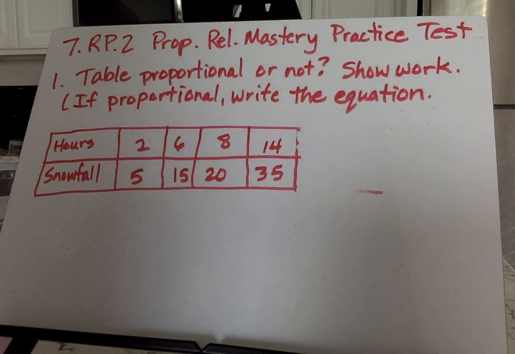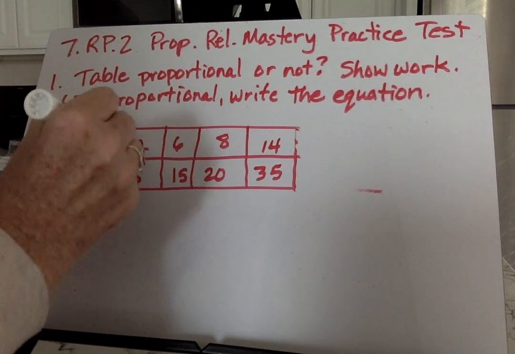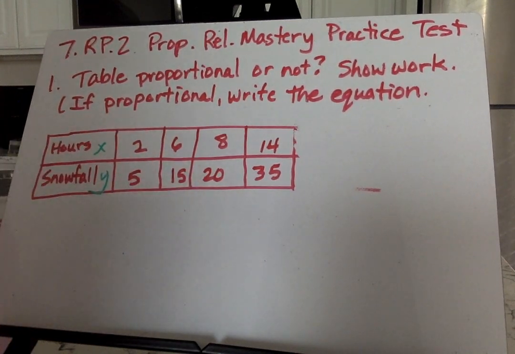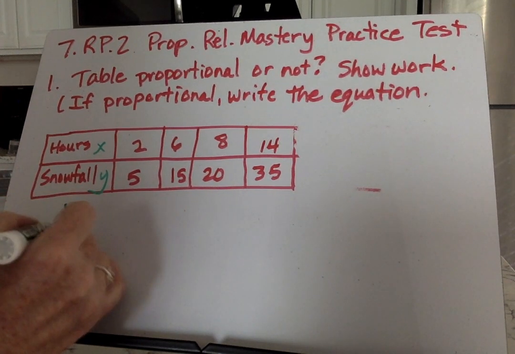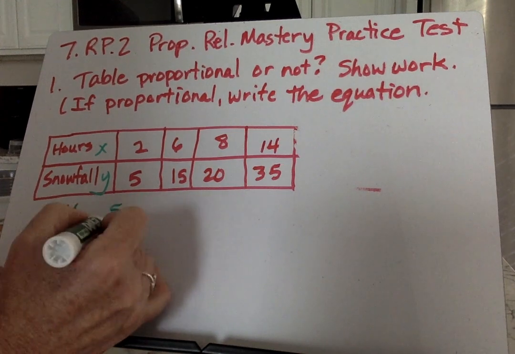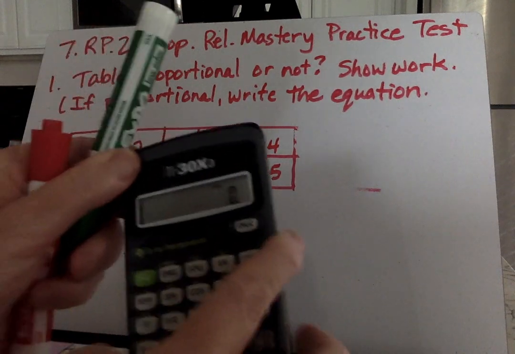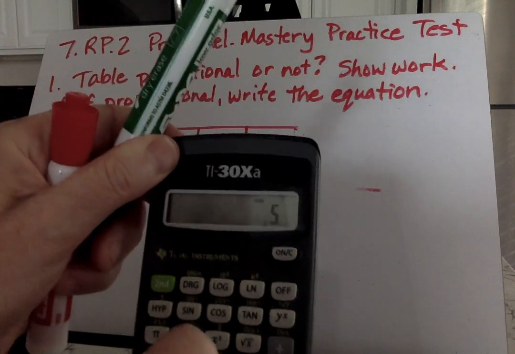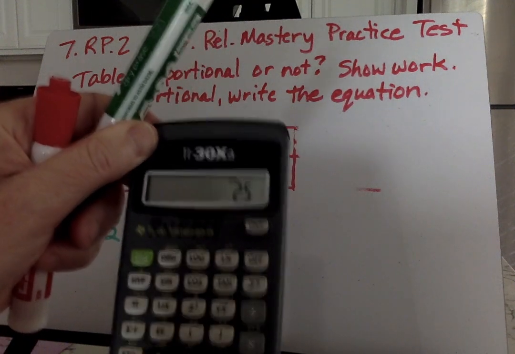If we start with our hours and our snowfall, what we want to do is take our y values. I'm going to go ahead and mark this. Our x values are usually your input values, y is your output values. So what you want to do is compare all your y over x's. So we say 5 over 2, and we use our handy dandy calculator, 5 divided by 2, and that equals 2.5.